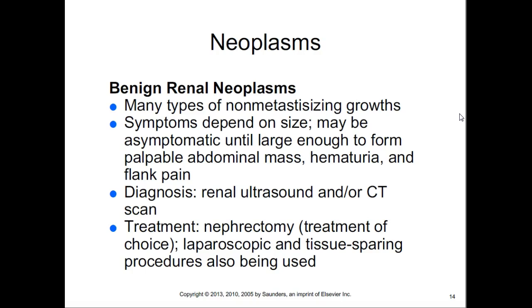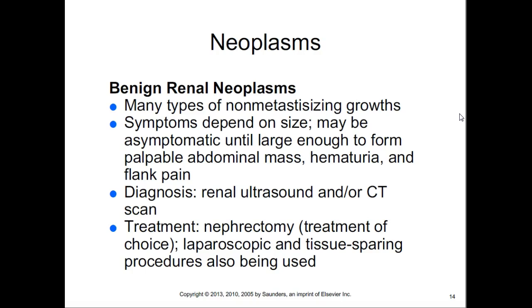Some symptoms of these types of neoplasms depend on the size. So the larger they are, the more they can affect the surrounding tissue. Remember, benign means that it is not going to metastasize. Does not mean that it does not affect the function. If it gets large enough, it could affect the function of things around it because it is very, very large. Okay.